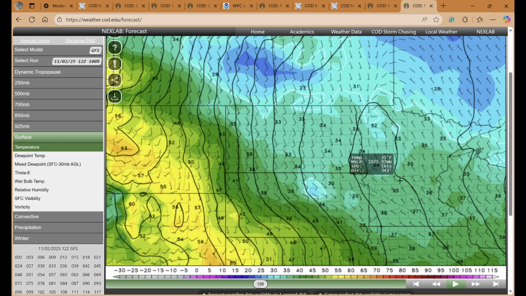Expect clear skies just because there's no upper level forcing. So that is your forecast. Let me know what you think. Quick rundown.